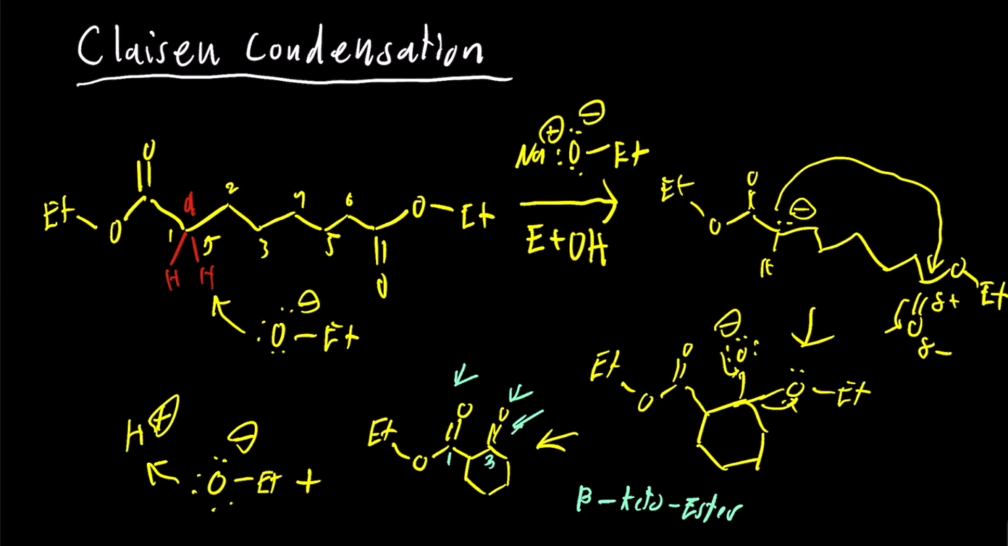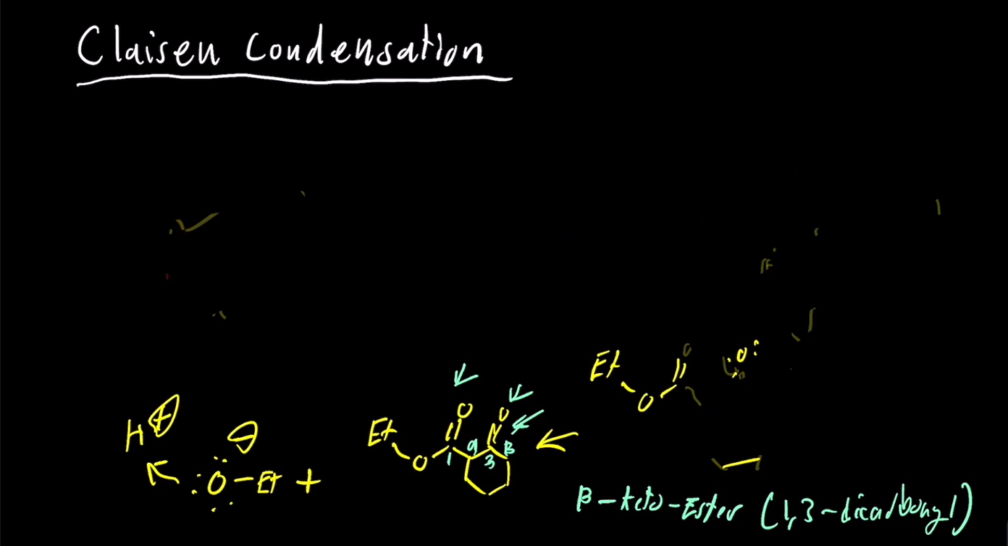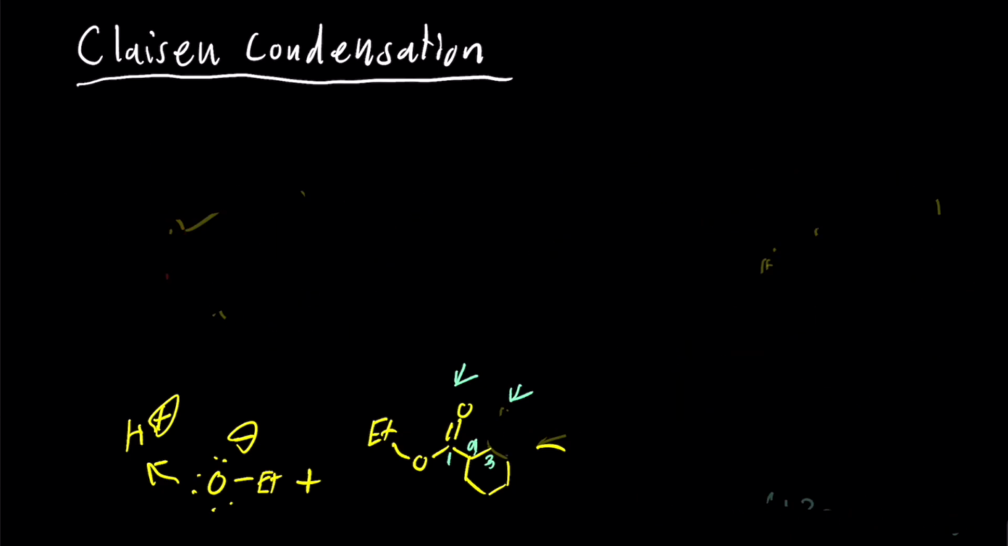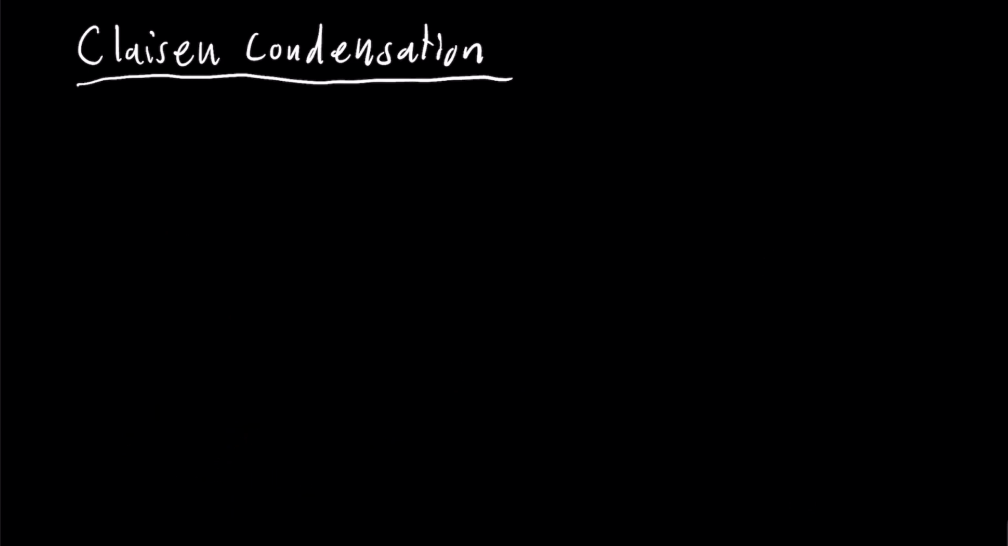So this is at the beta position, this being the alpha position right here. And this is also called a 1,3-dicarbonyl compound. And this reaction can occur instead with 2 different molecules, in which case it is a cross-Claisen condensation.